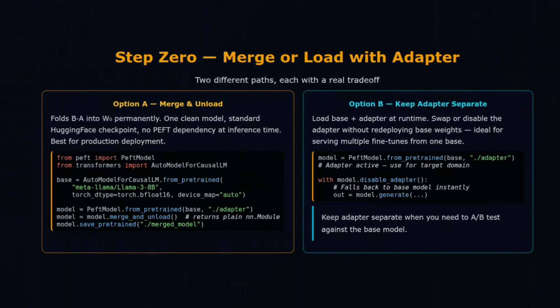Option B is loading the base model and the adapter separately at runtime. The adapter stays hot swappable. You can disable it with a context manager and instantly fall back to the base model without reloading anything. This is the right choice when you're serving multiple fine-tunes off one base model, or when you want to A/B test the fine-tuned model against the base, which connects directly to the shadow mode logging. For a single stable production deployment, merge and unload. For flexibility and multi-adapter serving, keep them separate.